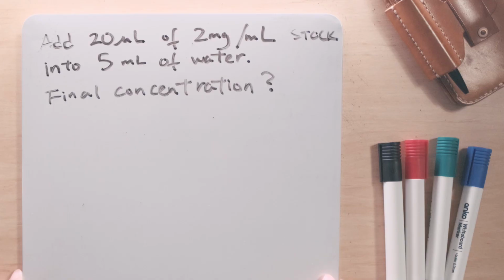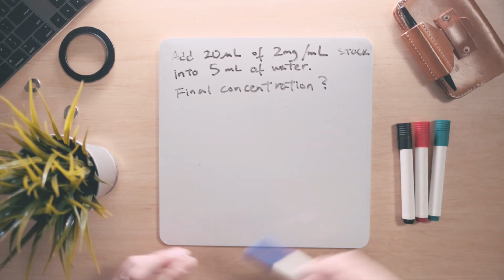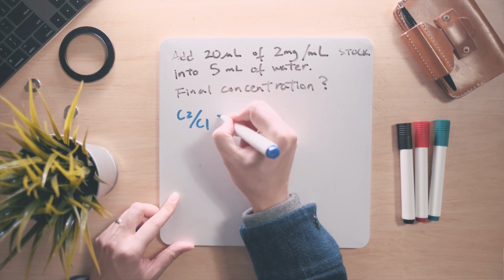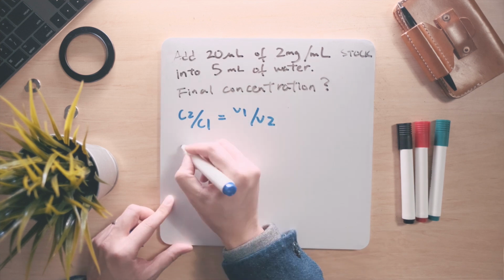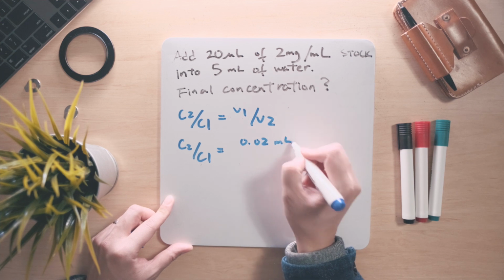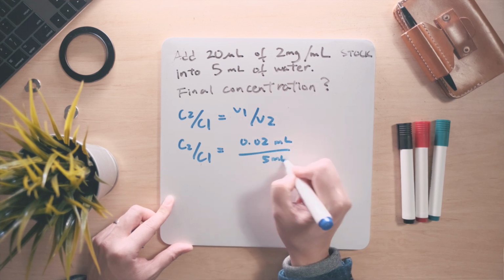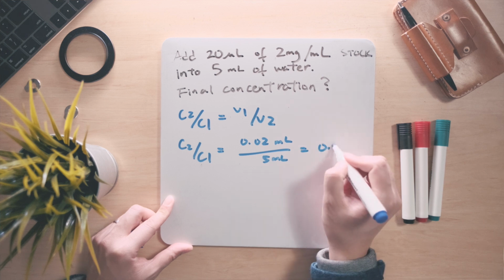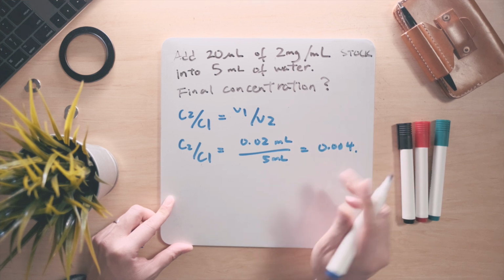In the next example, you've added 20 microliters of a 2 milligram per milliliter solution of DNA into 5 milliliters of water. What is the new concentration? Step 1. We first calculate the dilution factor. C2 is 0.02 ml, normalizing the units of 20 microliters into milliliters, and C1 is 5 ml. C2 divided by C1 equals 0.004.